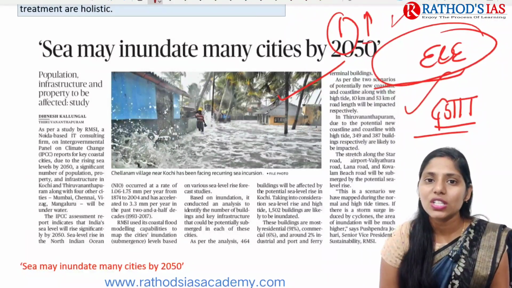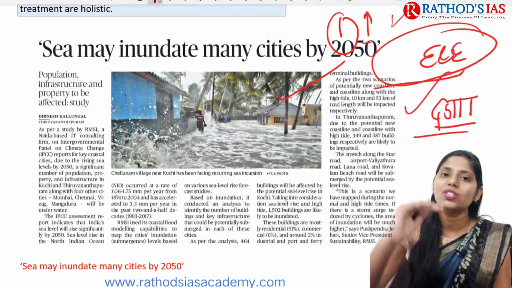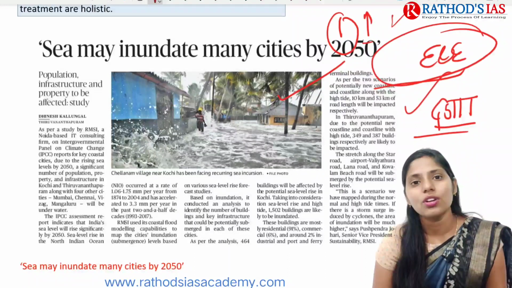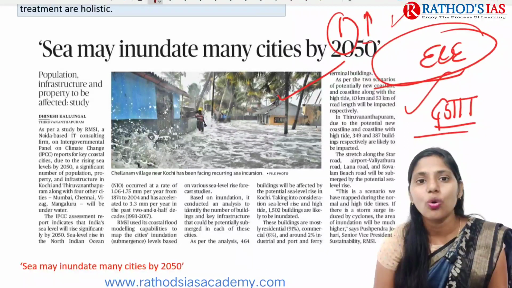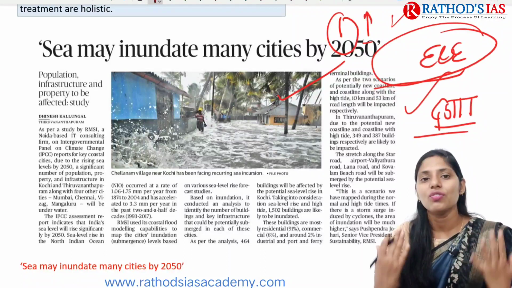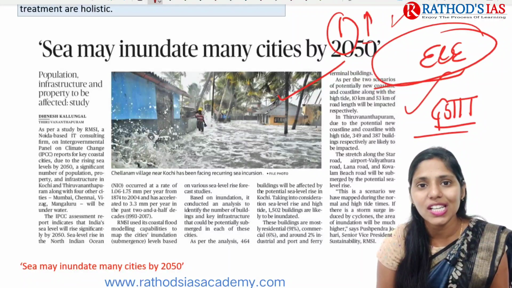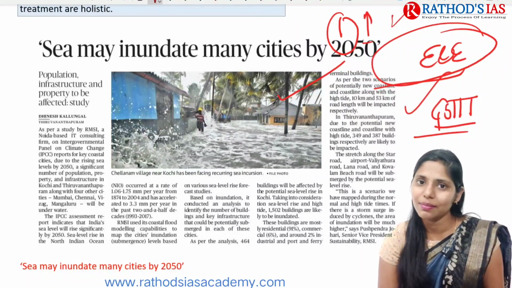So whenever there is melting of these glaciers and polar ice caps, that will lead to an increase in sea level. Because of the increasing sea level, many coastal cities in India are affected. As you all know, India has a very long coastline, and let me know in the comment box how many coastal states are present in India.